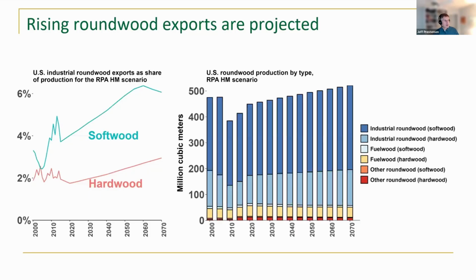We project that those rates of exports will rise over time. And in fact, that's primarily due to increasing demand around the world due to economic and population growth. In terms of the types of roundwood production, it's shown here in the second graph. Generally, most of the roundwood we're modeling is the industrial roundwood kind, which goes into manufacture of products, forest products. A small part of our total roundwood is in the form of fuel wood and other kinds of roundwood.